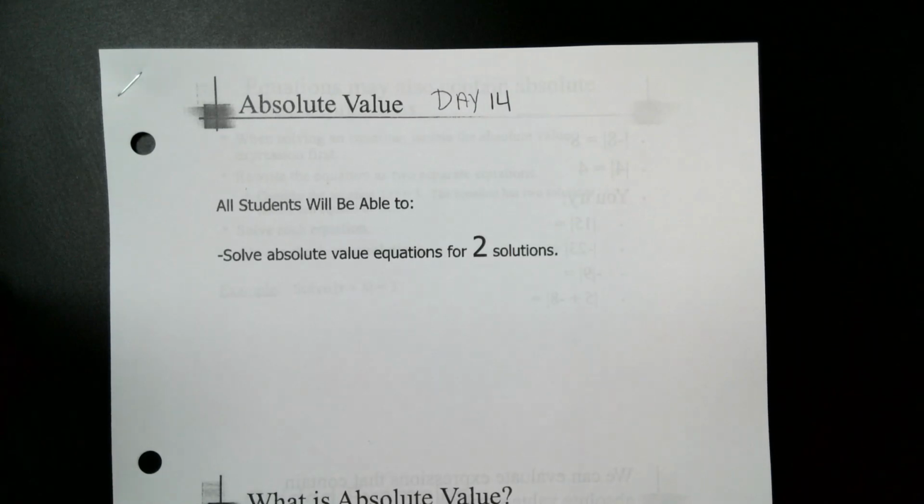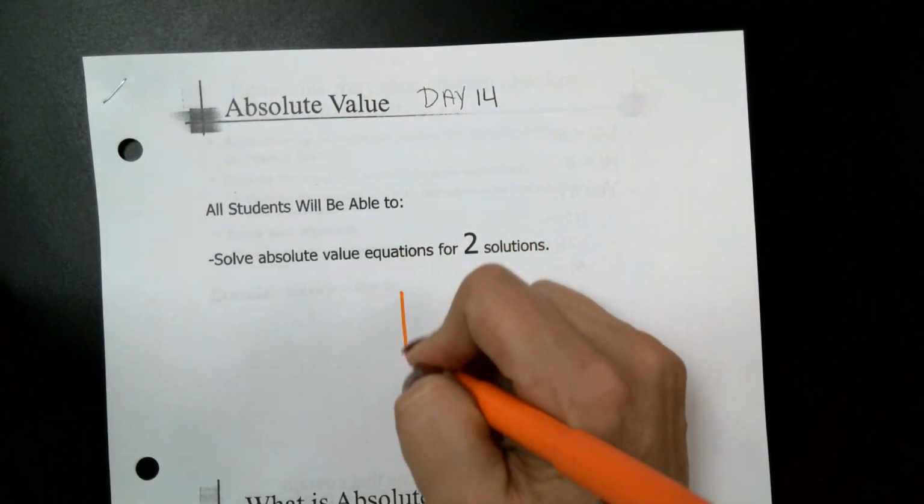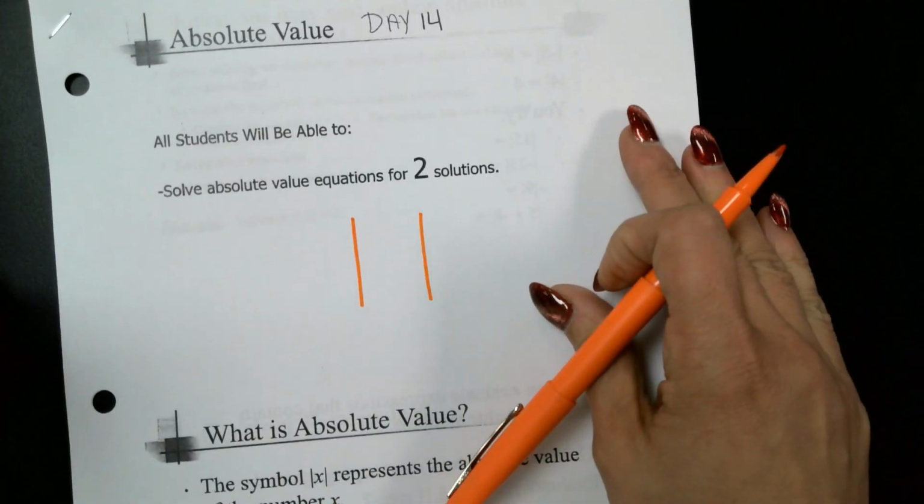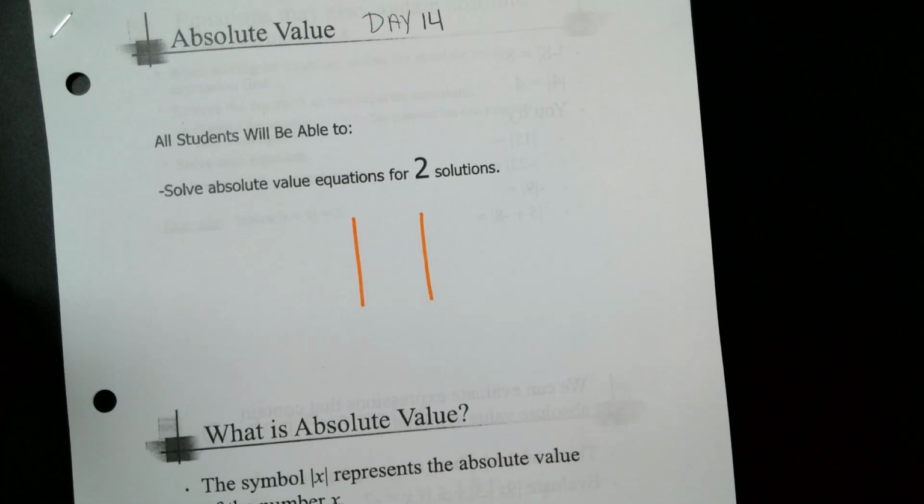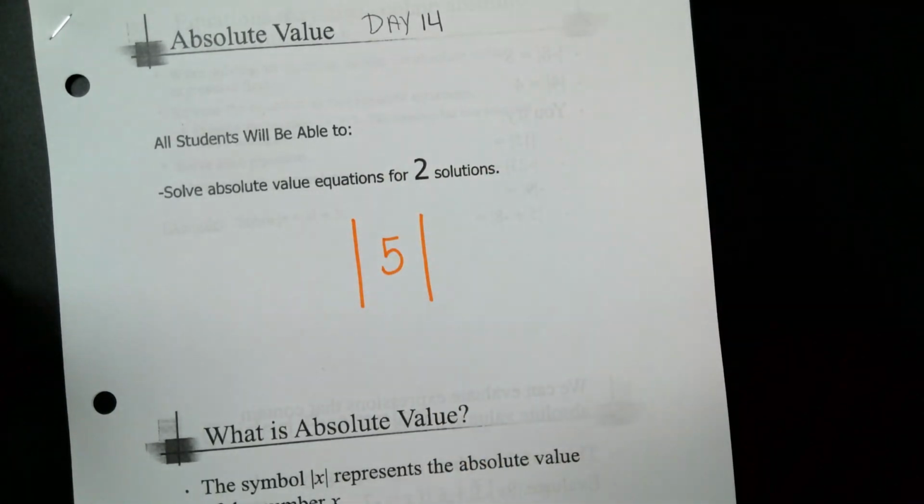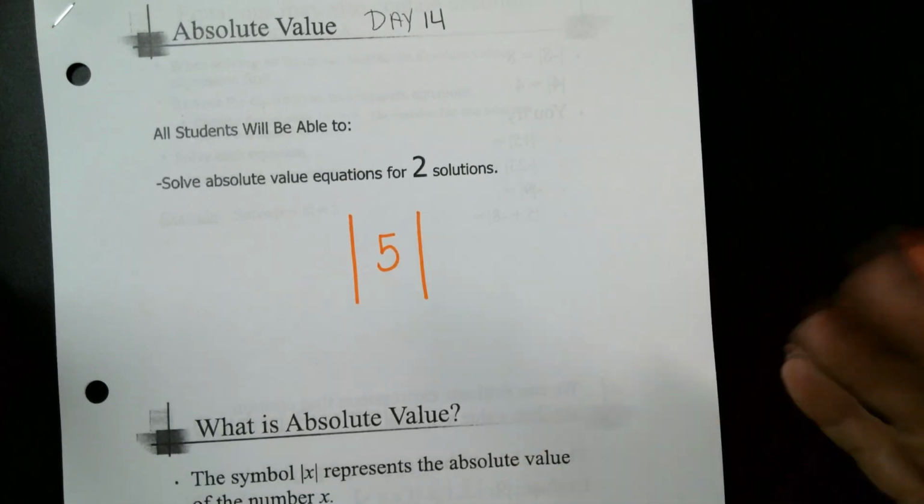All right, so for absolute value, we are going to solve equations that have the absolute value symbols. If you guys aren't familiar with your absolute value symbols, they literally are just two bars, okay? And inside those, there might be a number, there might be an expression with a variable. It could be anything in there.